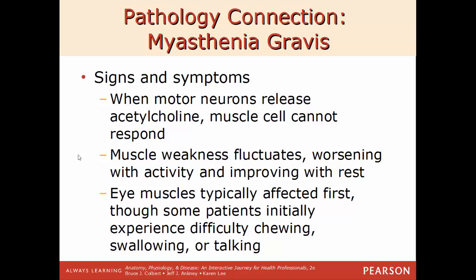So when you rest, they get better, but when you are trying to do some physical activity, the muscle weakness gets much, much worse. Now, the first muscles that are usually affected by myasthenia gravis are the eye muscles, but some patients will have some difficulty with chewing or swallowing or even talking. But usually the first muscles that are affected are the ones in the eyes.